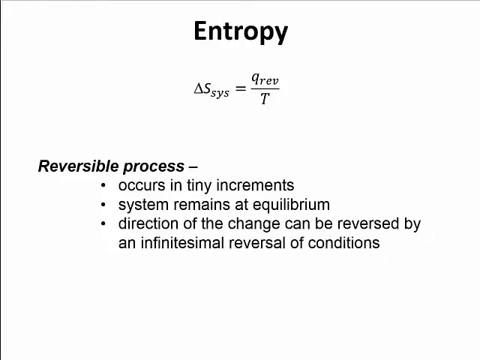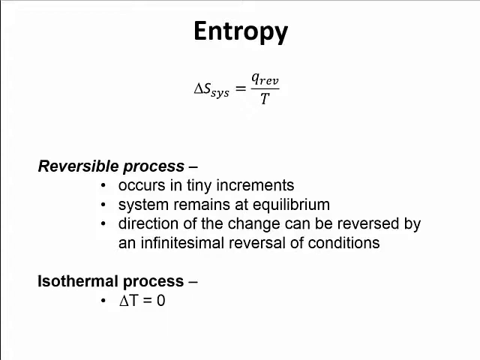Now, the direction of the change is going to be reversed by very, very tiny reversals of conditions. We need to do that so that the system stays at equilibrium. It also is going to help us lead to an isothermal process, which means that any change in temperature is going to be equal to zero. So we don't want to be reversing a process and changing the temperature, because delta S of the system is related to a single temperature. Okay.